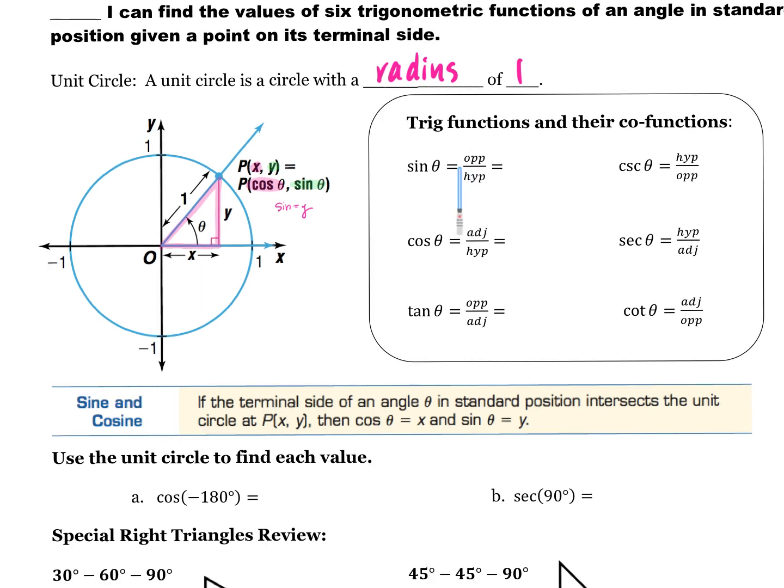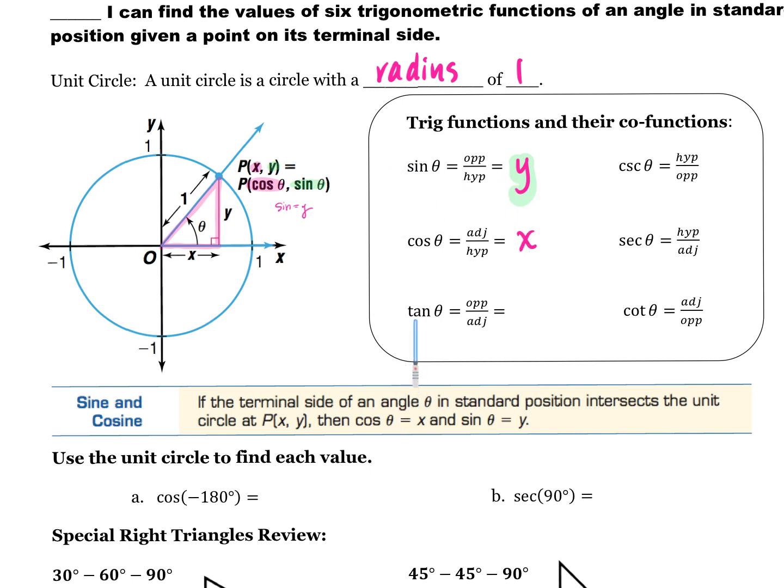Here we go. You guys, the sine. Do you agree? We just said the opposite over the hypotenuse is y over 1. I want us to just say, the sine is the y. The cosine, adjacent over hypotenuse, we got to just remember the cosine's the x. How are we going to remember that? Siney. That's how we're going to do it.